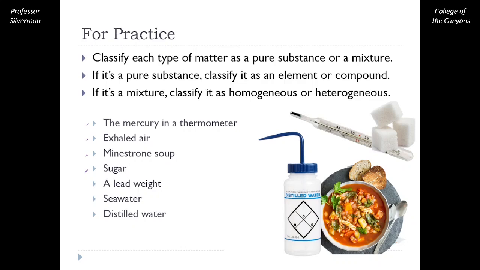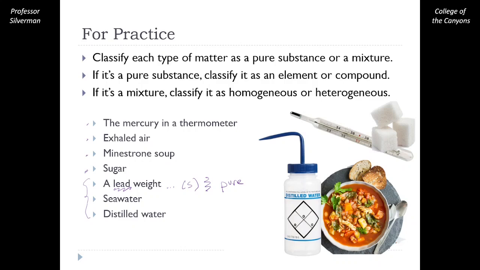All right, let's put our knowledge to the test. I'll talk through the last 3 of these examples on this slide, but I'll leave the first 4 as practice. If we're talking about a lead weight, well, our first system, we would call this a solid. But in our second system, we would need to classify this as either a pure substance or a mixture. A lead weight, lead is just one thing. So in our second system, we will call this a pure substance.